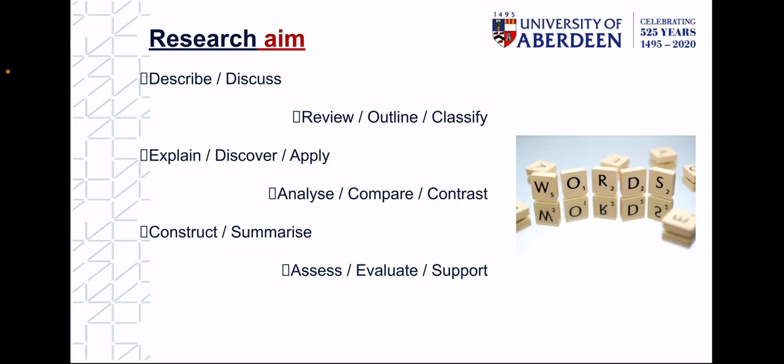The aim of this research is to describe, to discuss, to review, to outline, to classify, to explain, to discover, to analyze, to construct, to summarize, to assess, to evaluate, to support. So these are the key terminologies you want to use in coining your research aim.